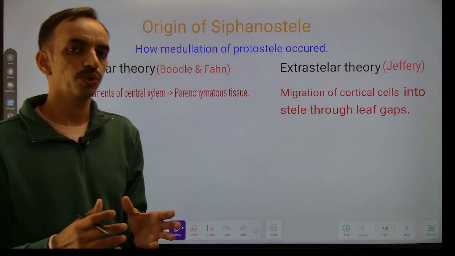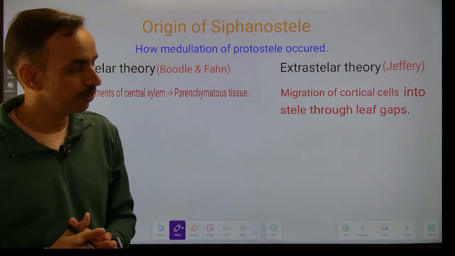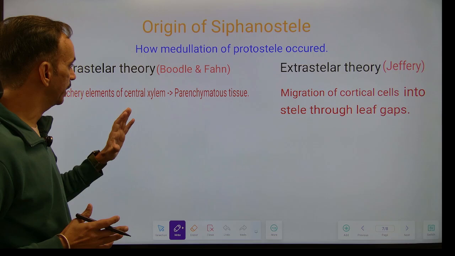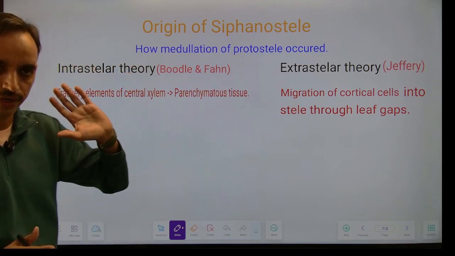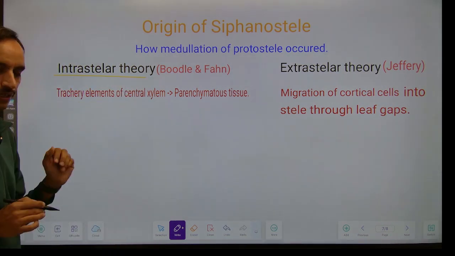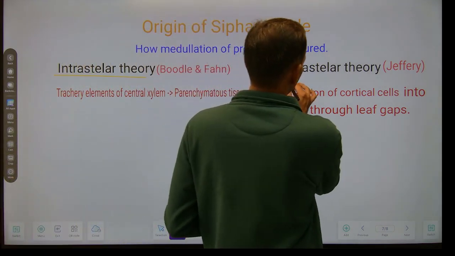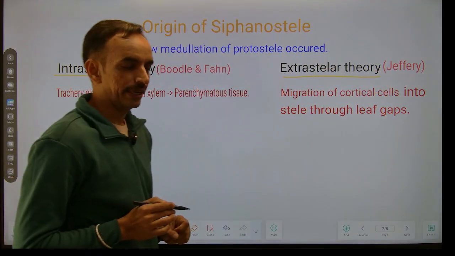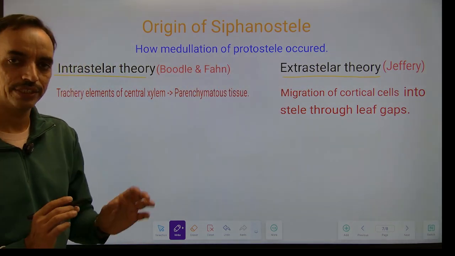लास्ट में अपन एक देख लेते हैं ओरिजिन ऑफ साइफोनोस्टील. किस तरीके से जो प्रोटोस्टील है वो मेड्यूलेटेड साइफोनोस्टील के अंदर कन्वर्ट हुई. इसके लिए अपन कह सकते हैं कि दो थ्योरीज अवेलेबल हैं. सिंपली हाउ द मेड्यूलेशन ऑफ प्रोटोस्टील ऑकर्ड. एक थ्योरी है जिसे कहते हैं इंट्रास्टीलर थ्योरी, यानी कि उसका डेवलपमेंट स्टील के अंदर से ही हुआ है. दूसरा है एक्स्ट्रास्टीलर थ्योरी. इंट्रास्टीलर थ्योरी वुडल और फाहन ने दी थी, एक्स्ट्रास्टीलर थ्योरी it was given by Jeffrey.